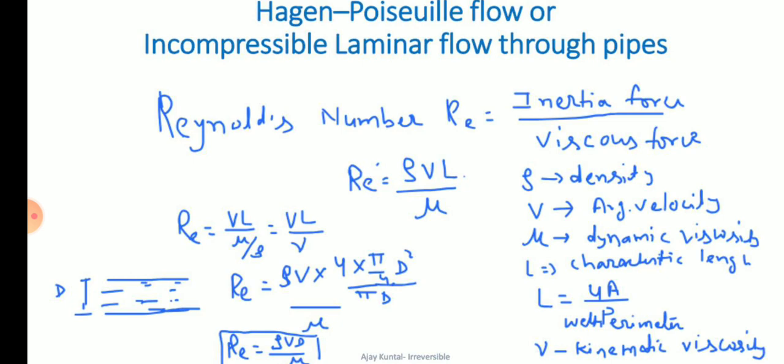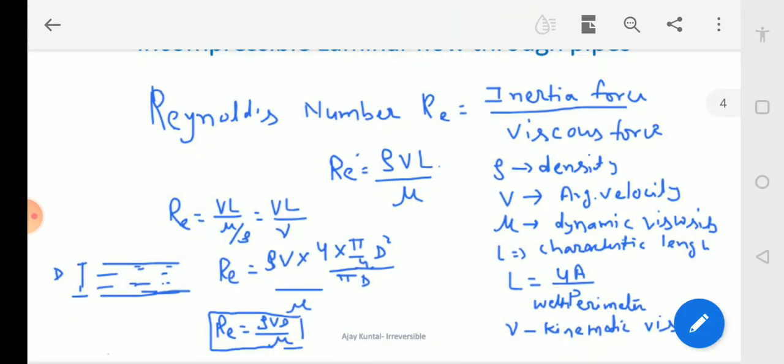Now for a pipe, you can get the value of L as 4 times pi by 4 d square upon the wetted perimeter, pi d. So we get Reynolds number is equal to rho V d by mu, right?